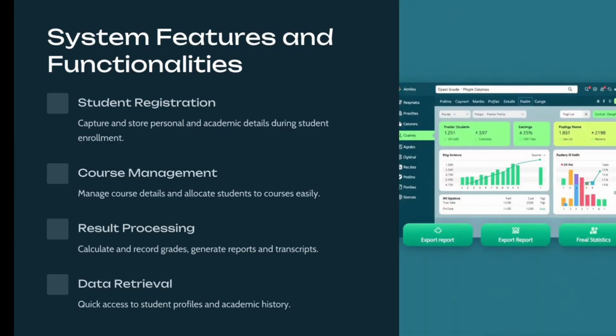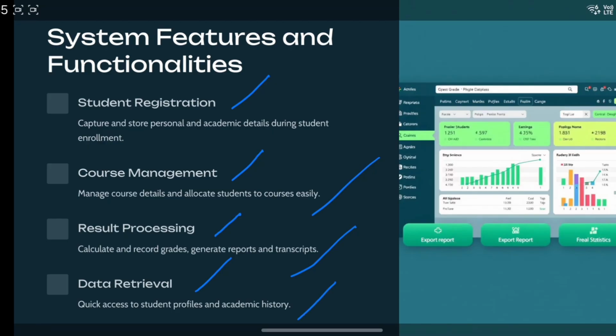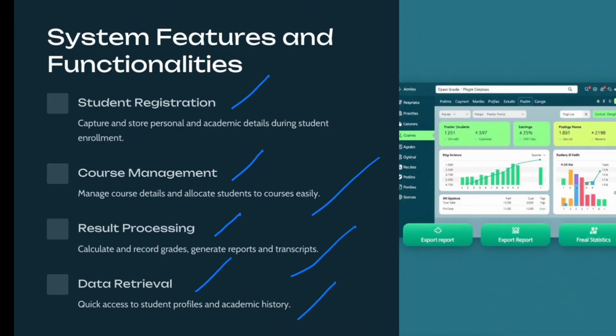About the system features and functionalities: student registration, course management, result processing and data retrieval. Student registration adds a new student with all their information. Course management adds courses and assigns students to them. Result processing enters and calculates the grades. Data retrieval allows easy search and access of student records and academic history. This is about the system features and functionalities.